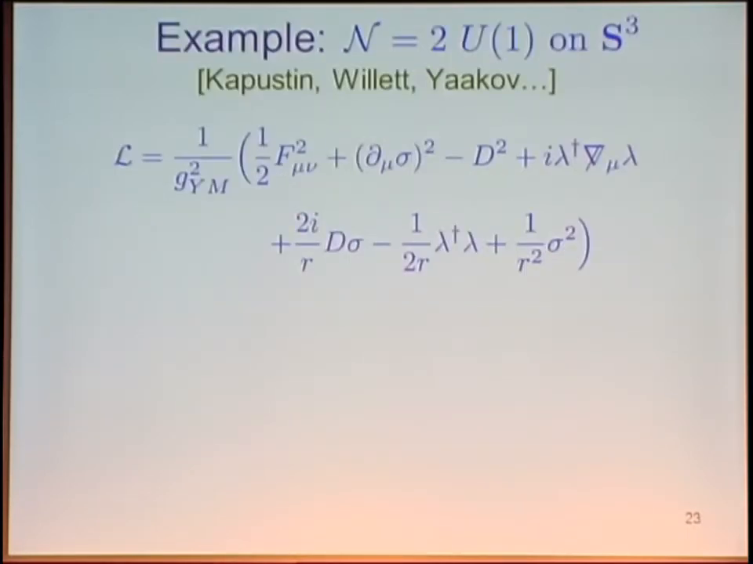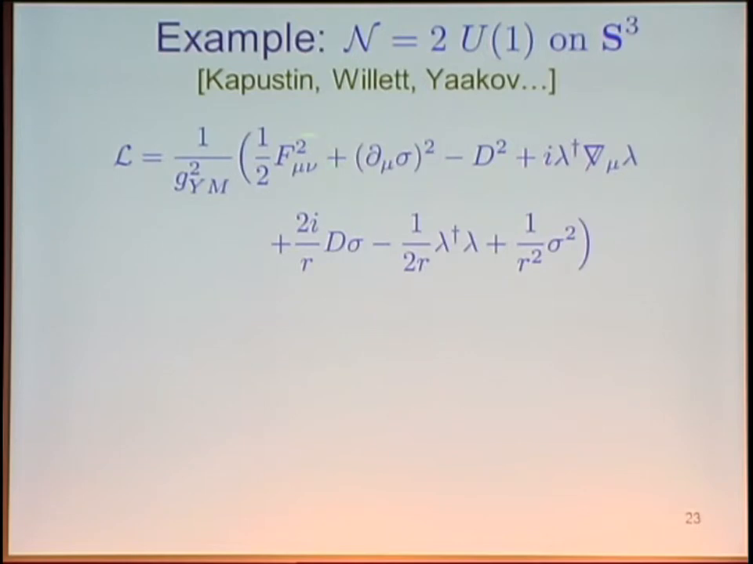So let me give an example which is rather trivial, but it captures many of the ideas. This was first done by these three people. So this is N equals 2 U(1) on S3. The first line is the Lagrangian we have in flat space. So this Lagrangian will demonstrate many of the things I said before, in a very concrete case.